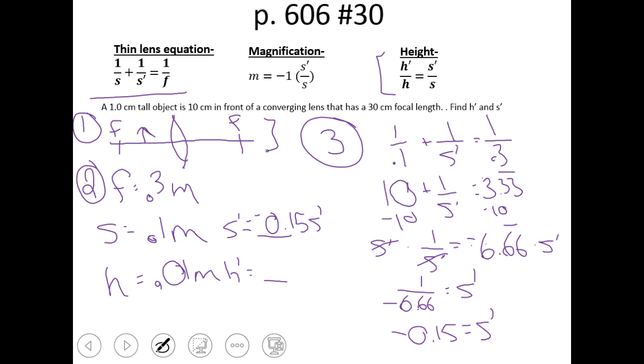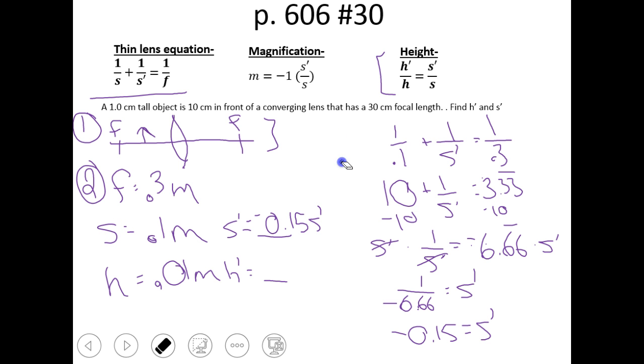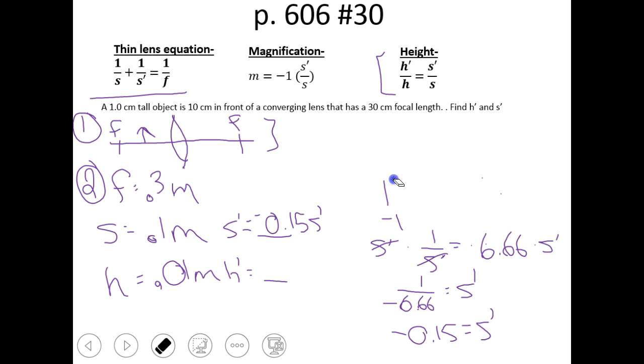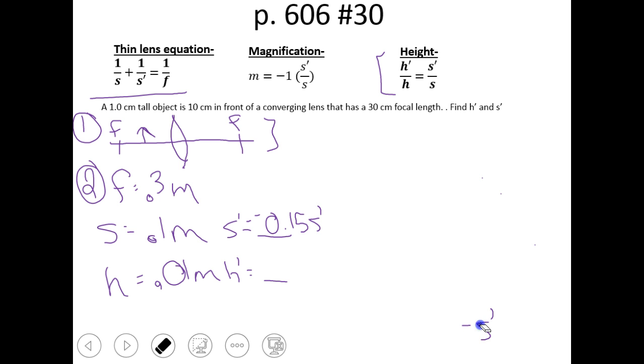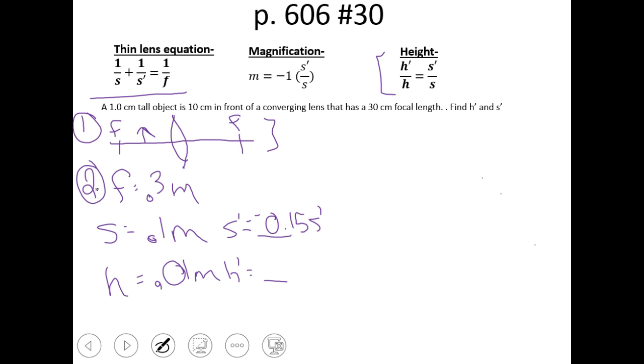All right, so now that I've got s prime, I'm going to go on to find my h prime using the height and s formula over on the right hand side there, just like I did for the other one. I'm going to take a second to erase this. You don't erase your work, by the way, just keep working down. And then all of your homework problems are pretty much going to be solved the same way. You're going to be using that positive and negative table, which is important, as well as that little cheat sheet for ray tracing. Alright, so moving on to step 4.